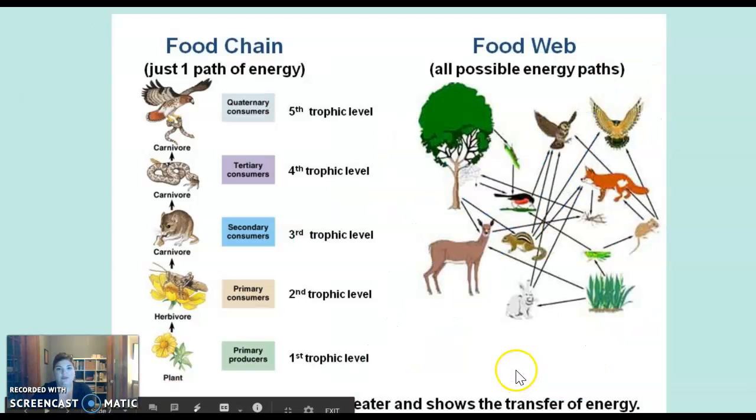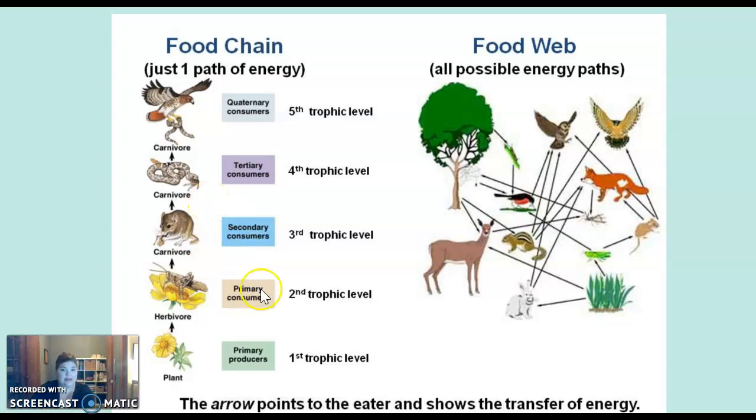So the main difference between a food chain and a food web is that a food chain is going to show just one interaction between one organism to the next, and it shows very simply the movement from one trophic level to the next, whereas a food web is going to show all the possible energy paths, not just one, for an ecosystem.